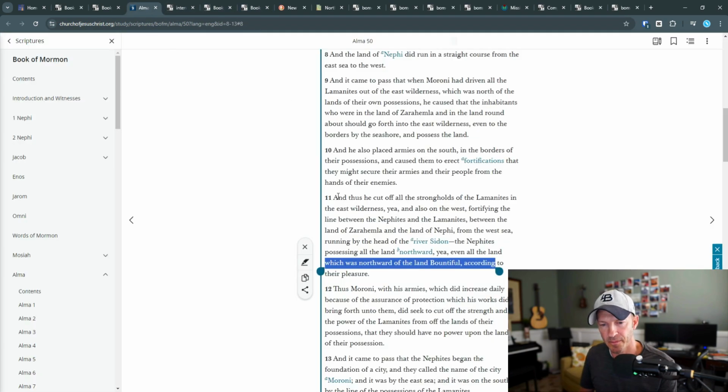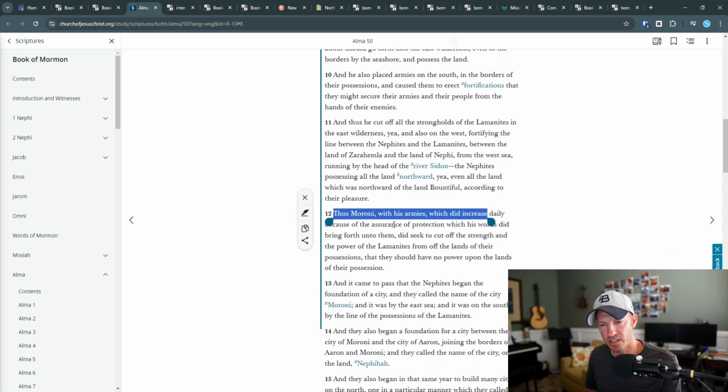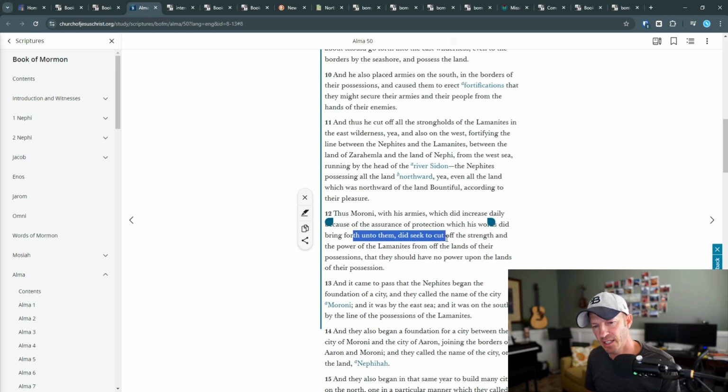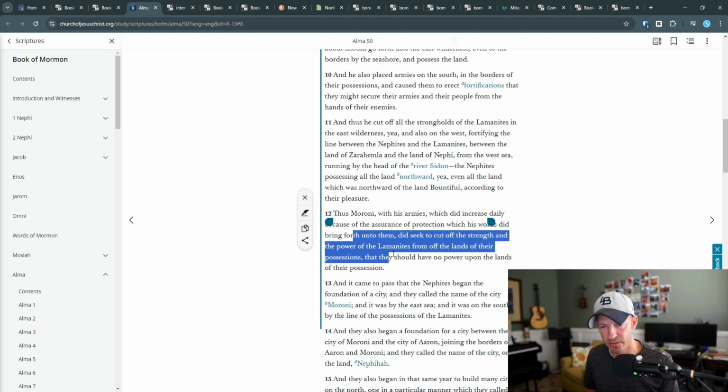Okay, thus Moroni with his armies, which did increase daily because of the assurance of protection which his works did bring unto them, did seek to cut off the strength and the power of the Lamanites from the lands of their possessions, that they should have no power of the lands of their possession, the lands of Nephi possession, right? They shouldn't be able to take over any of their land.